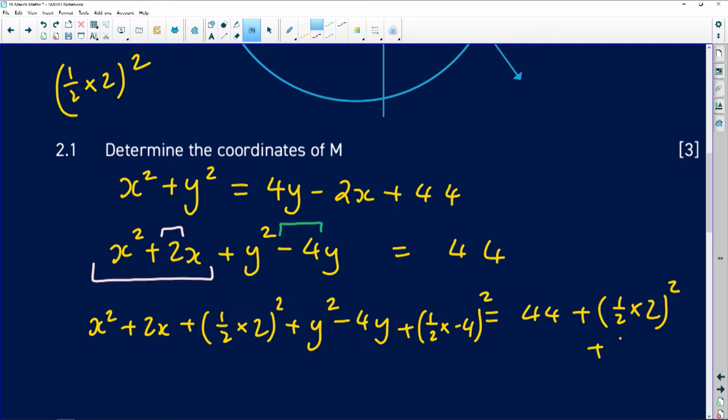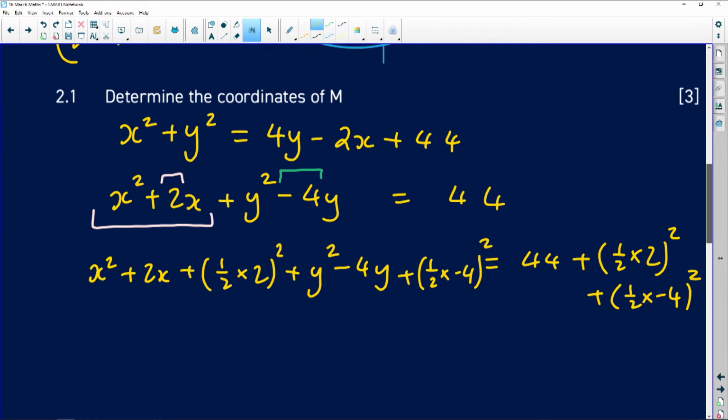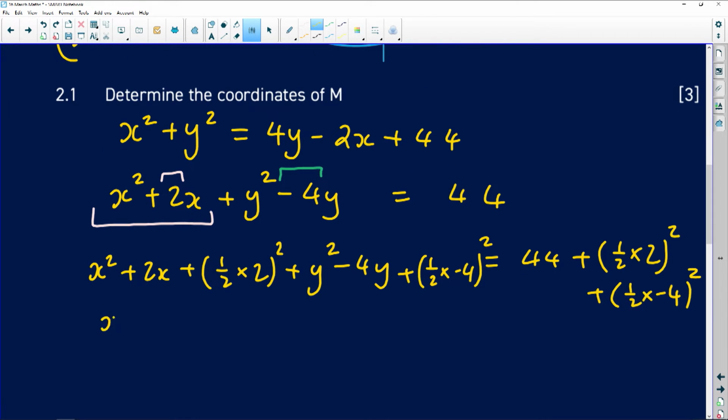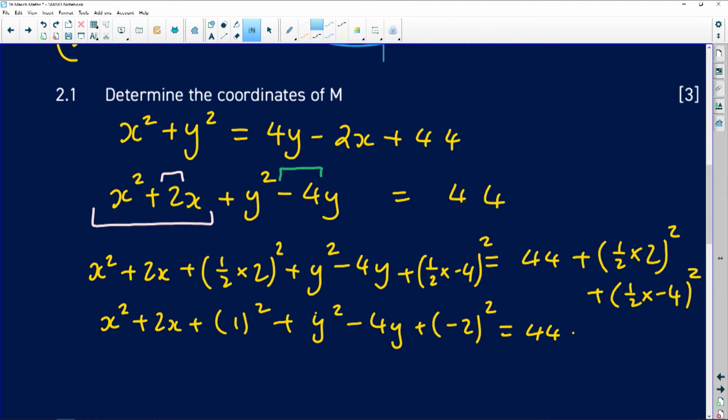What you do on the left, we also need to do the same thing on the right-hand side. Just remember to please square them. Everything that you're writing that is new needs to always be squared. All right, so now I'm going to end up with x squared plus 2x plus half of 2, which is 1, so you're going to have 1 squared, and you've got your y squared there. Then y squared minus 4y plus half of negative 4, which is just simply negative 2 squared, equals 44 here plus 1 squared again, and that's actually negative 2 squared, right?